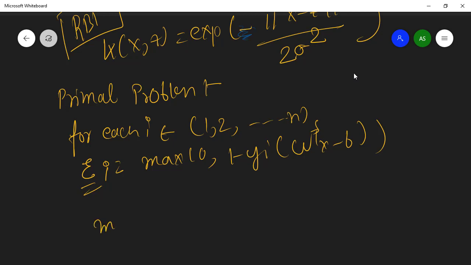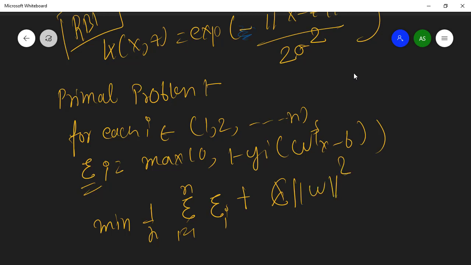You want to minimize 1 over n, the sum from i equals 1 all the way down to n of zeta i, plus the regularization term c times the norm of w squared, subject to yi times (w transpose x minus b) greater than or equal to 1 minus zeta i, where zeta i is greater than or equal to 0 for all i.